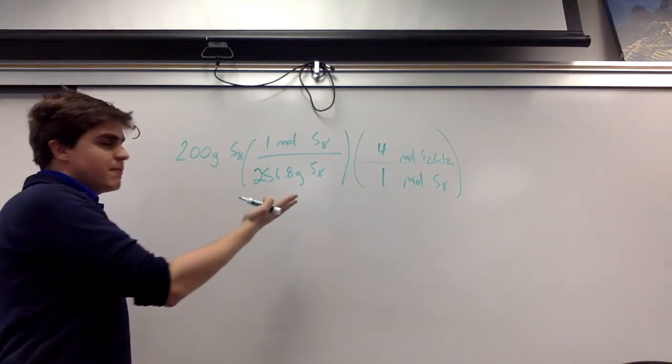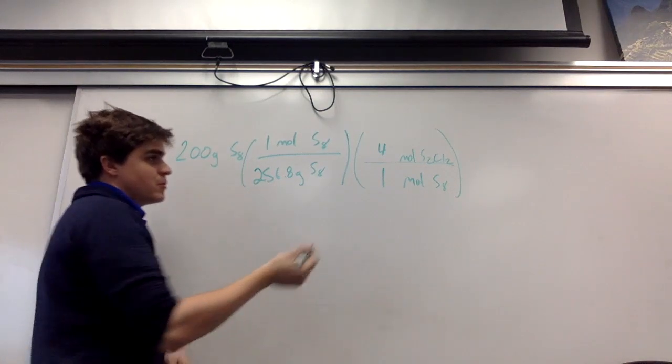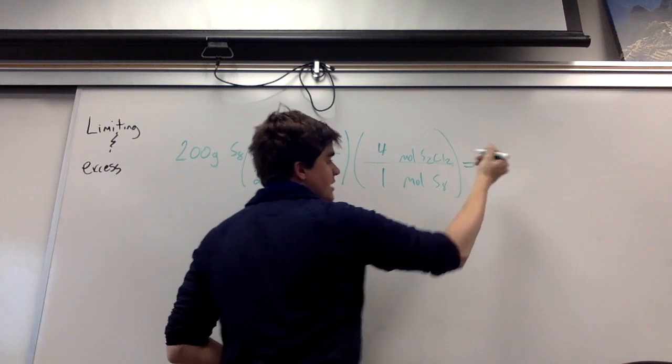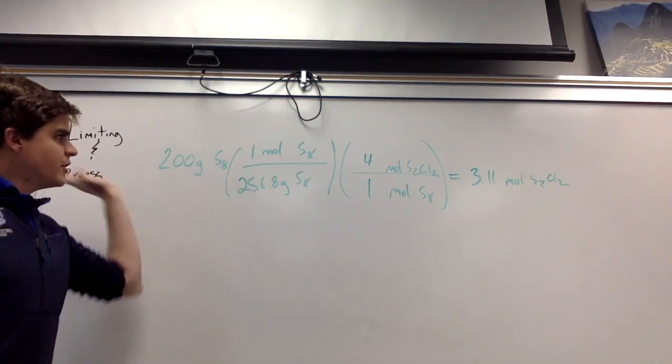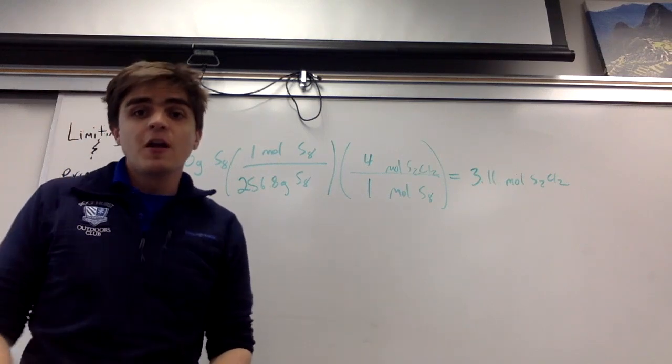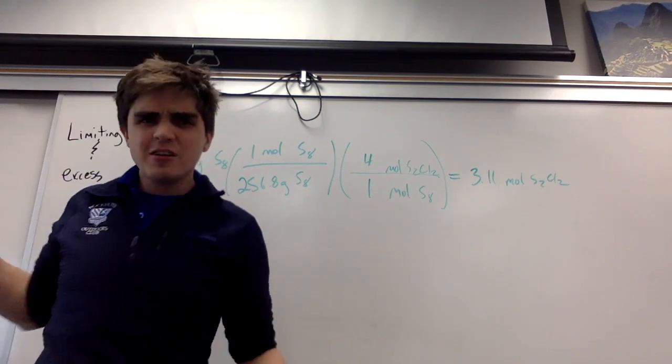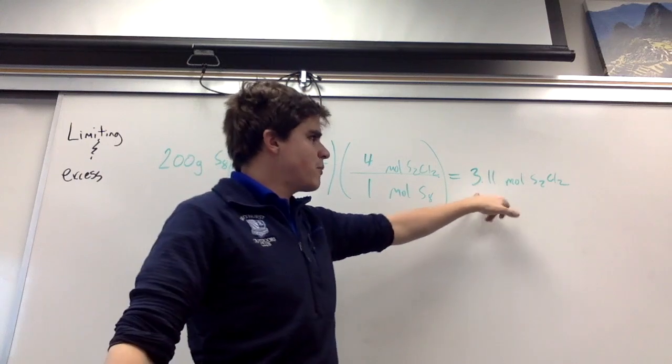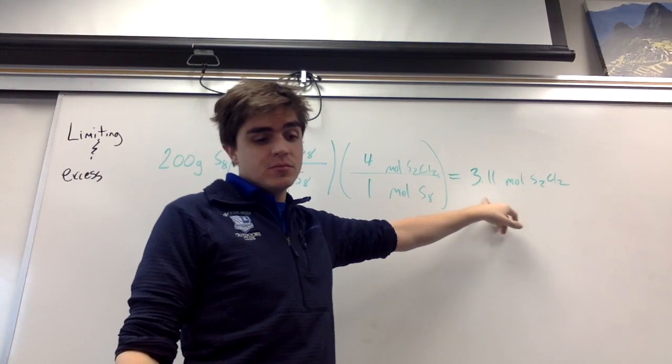And I'm set up with something that I'm pretty familiar with how to solve. I type it into the calculator, and magic happens, and I get a number. So what happened here is, if I ignore chlorine, if I have 200 grams of sulfur, the most I can possibly get under any circumstance is 3.11 moles of S2Cl2.